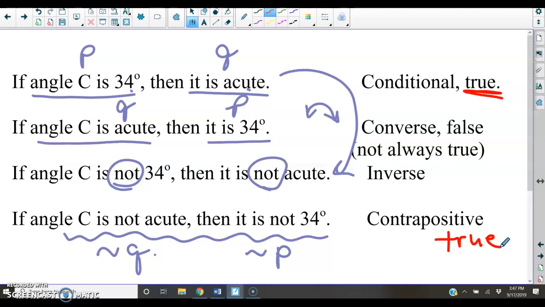But these two can be both false. Just because it's acute does not guarantee it's 34. What if it's 44? That's still acute. And the inverse is the same. If the angle's not 34, then it's not acute. What if it's 24 degrees? Then it's acute. So that's why that is both false.